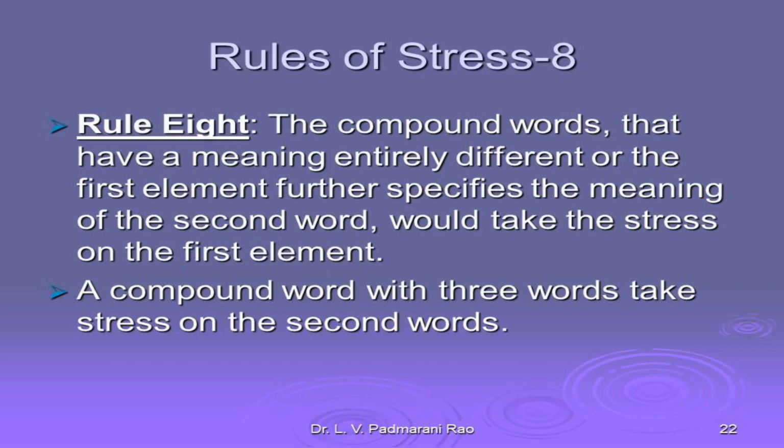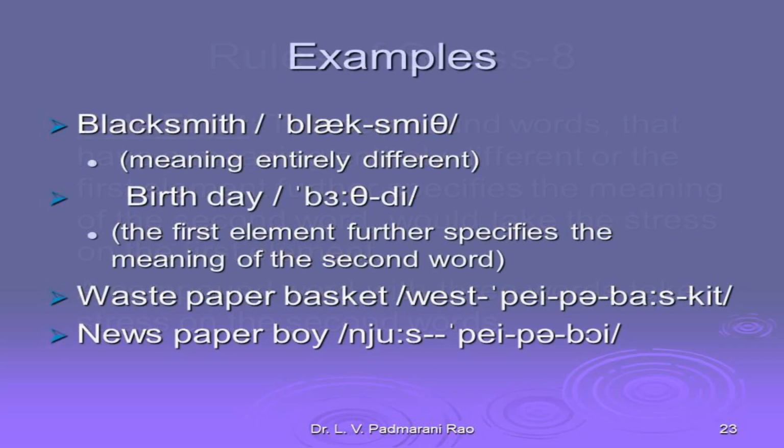The compound words that have a meaning entirely different, or where the first element further specifies the meaning of the second word, would take the stress always on the first. And a compound word with 2 words will take the stress on the first word. A compound word with 3 words will take the stress on the second word. Look at these examples. Blacksmith. Now it is a combination of black and smith, but the meaning is entirely different. It has got nothing to do with black and nothing to do with smith. A blacksmith is a person who works with iron. The meaning is completely different.